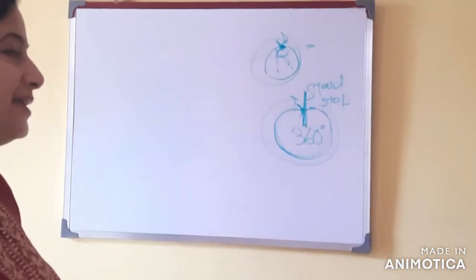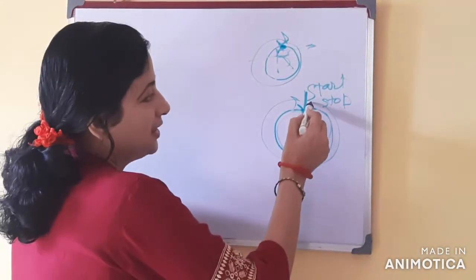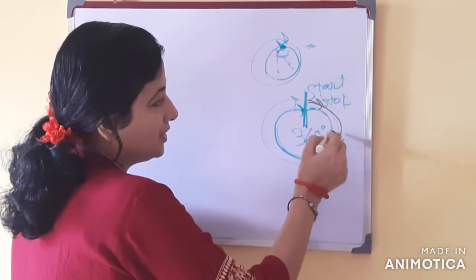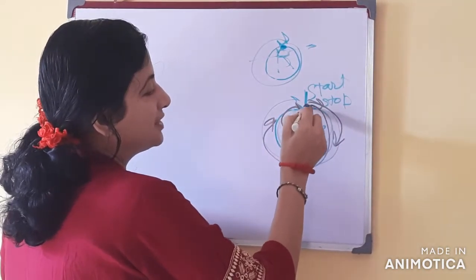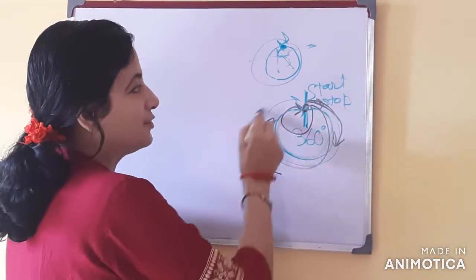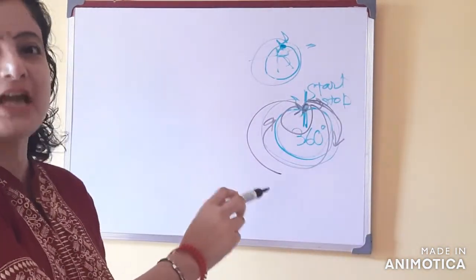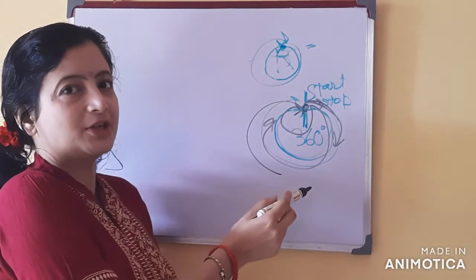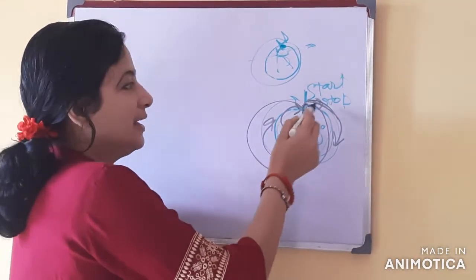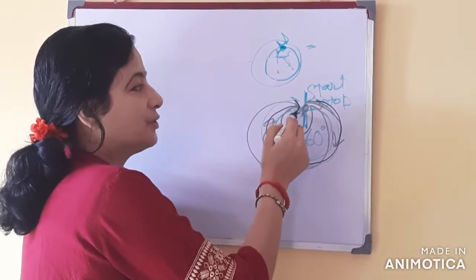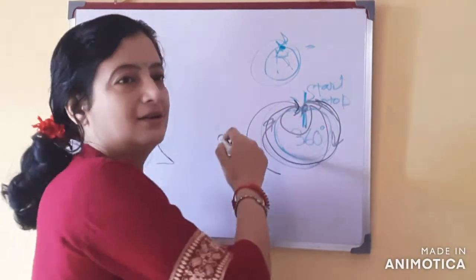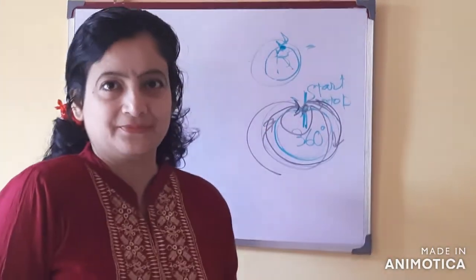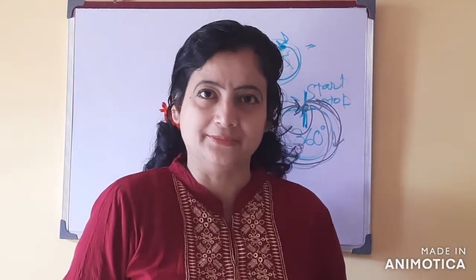From here, we easily understand that a partial turn can be up to this, up to this, up to this, but not up to this point. Because if it comes to the same point from where it started to rotate, then it will be a complete rotation, a full rotation. So partial rotation means it will rotate before the starting point. That is called partial rotation.